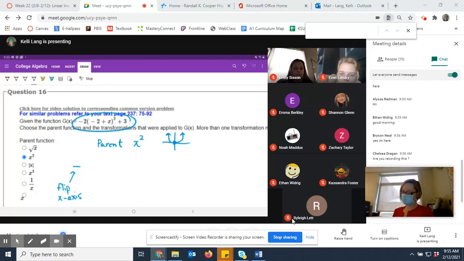So this negative out front is going to flip us over the x-axis, or it's going to flip it upside down. So that would look like this. So our new function would be upside down version of the old one. The next thing is a number 2. So this 2 out front that's being multiplied to our parent function, that's going to stretch it, make it skinnier and taller. So that would make this go like that, make it even skinnier. So that's a vertical stretch.